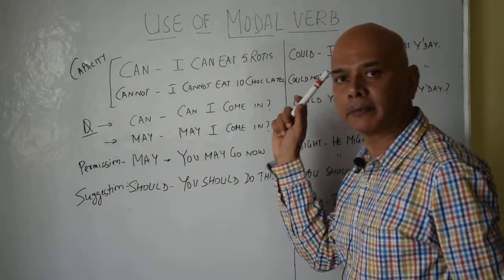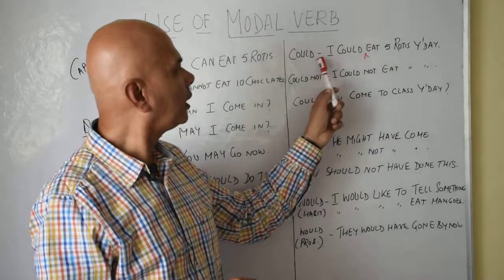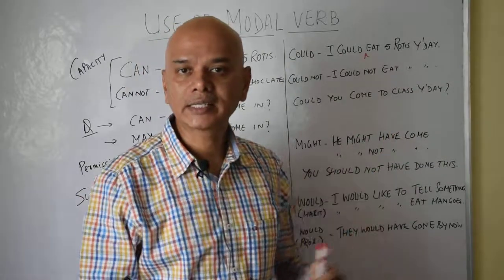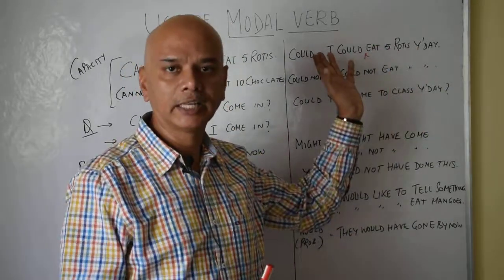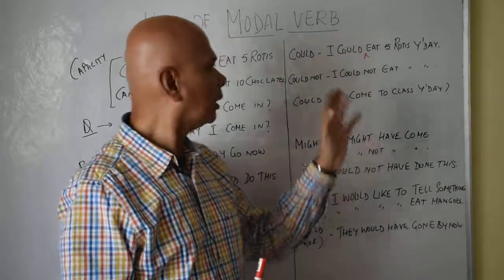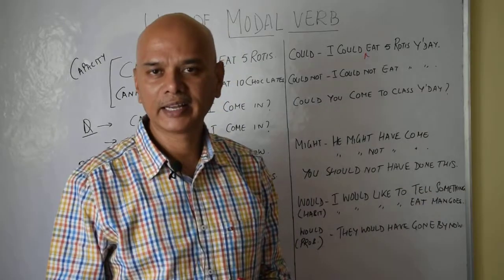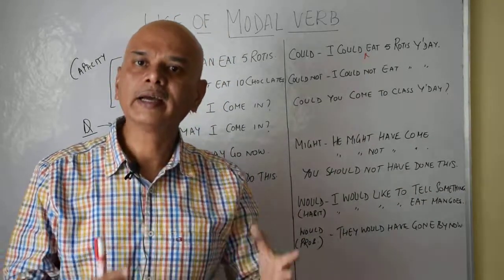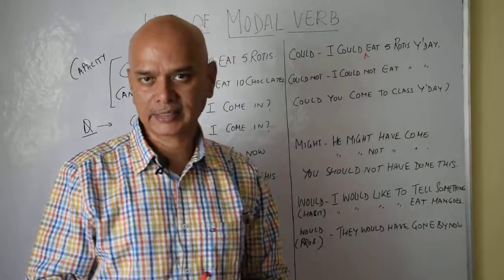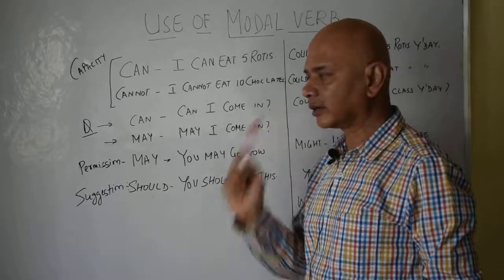But when we use it in the past equivalent, we will say, I could eat 5 rotis yesterday. My capacity, I could eat yesterday, past tense. Then we use could. Could not, I could not eat 5 rotis yesterday. That is the use of could not in the past tense. That was about can, cannot and could not.